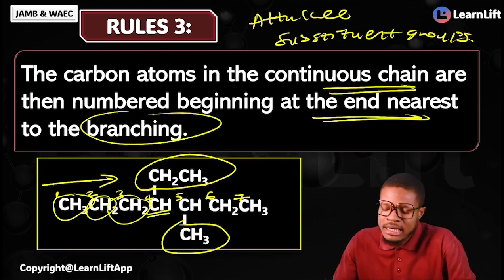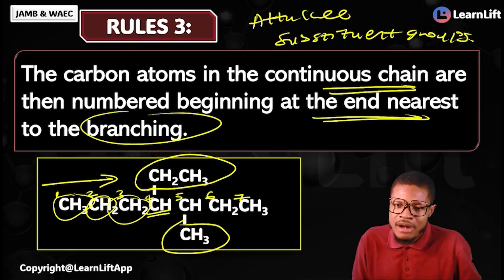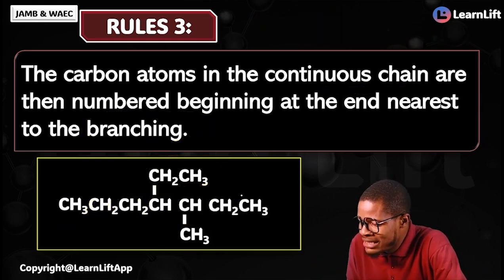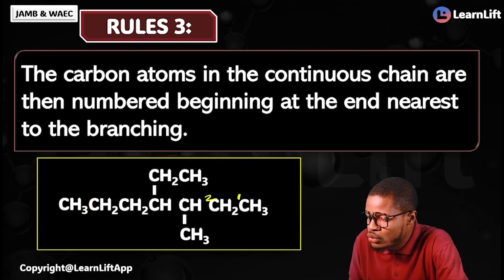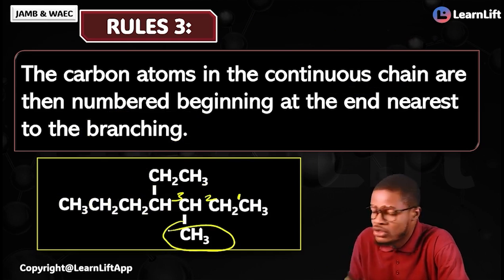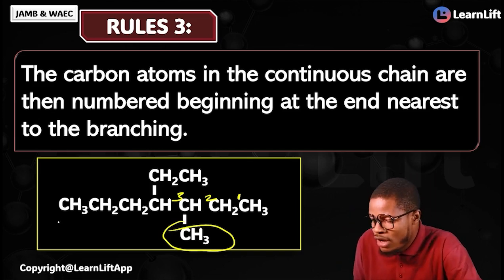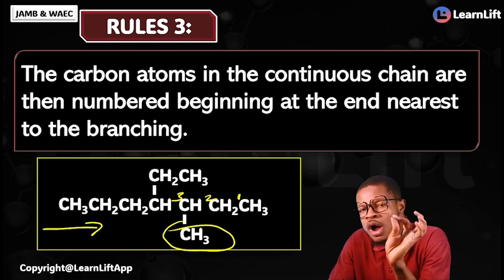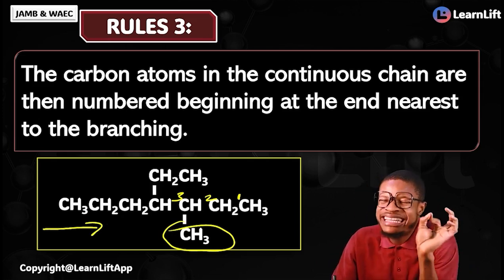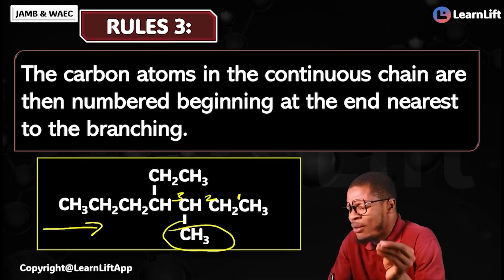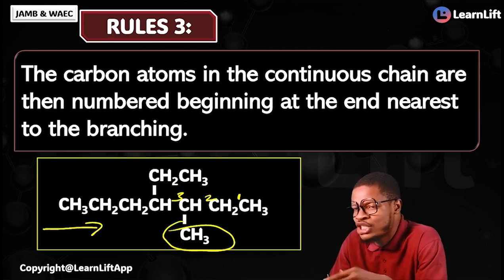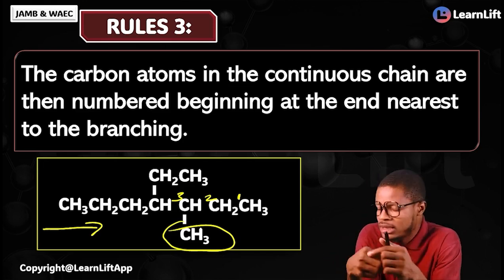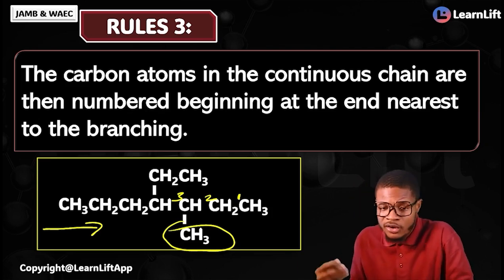If you are numbering like that, now look at it. We may choose to number the other way around. Follow me. Numbering the other way around will mean that here is carbon 1, carbon 2, carbon 3, and we are at our first substituent already. But numbering the first way, it is carbon 4 before you get to the first substituent. Now, what is this rule telling us? The carbon atoms in the continuous chain are numbered beginning at the end nearest the branching. In other words, give the least possible value to the substituent. And what's the least possible value we are going to give? Is it 3 or 4? Of course, it will be 3.